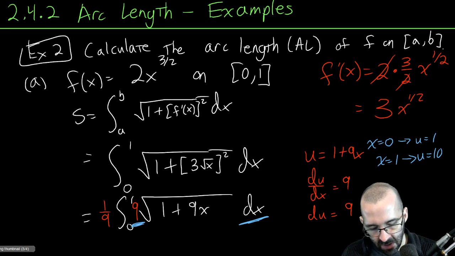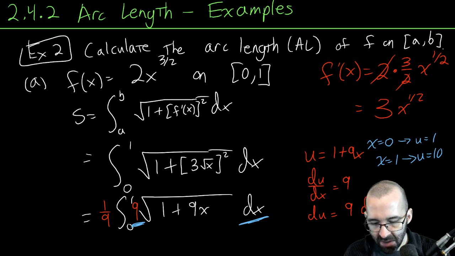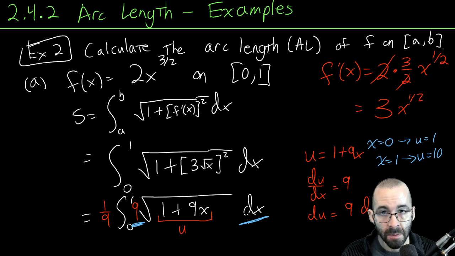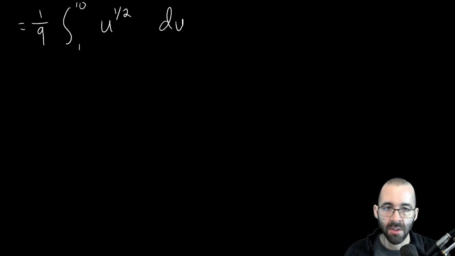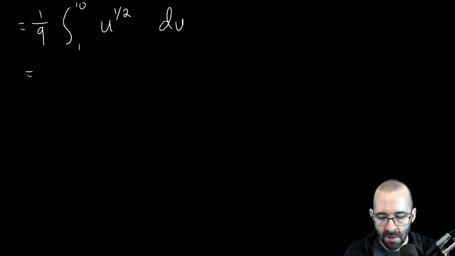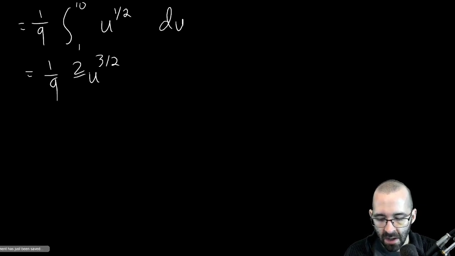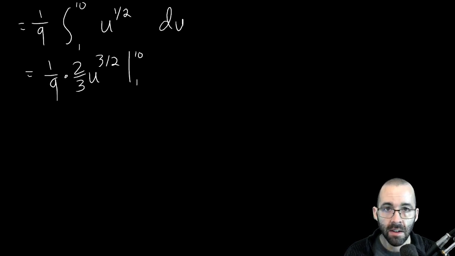And what are we left with? Well, 1 plus 9x is u. We're left with the square root of u. We can write the square root of u as u to the 1/2. Using the power rule, we add one to the exponent and divide by the new exponent. And that's evaluated from 1 to 10.